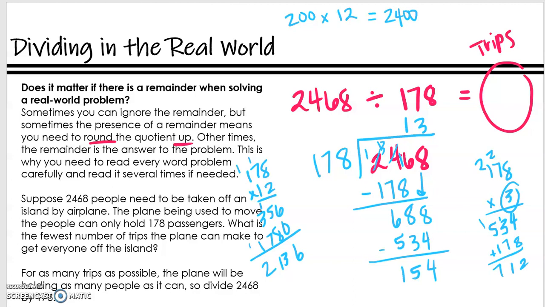Okay, here's what this means. If I take 13 trips, I'm going to still have 154 people left on the island. Therefore, I need to take one extra trip. And it's not going to be quite full, but I need to add a trip so that I can get everybody off. So 13 trips is going to get me most of my people, but 154 will be left. That means I need to take one extra trip. Okay? So you have to consider this scenario.